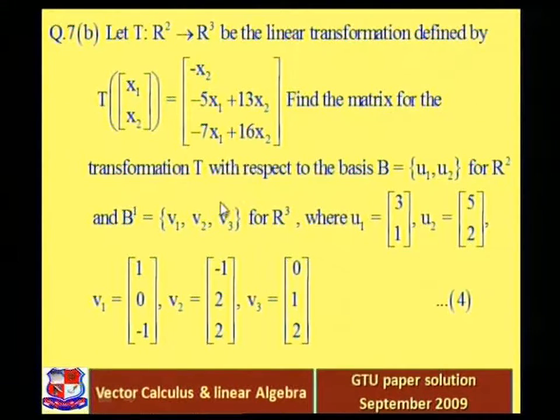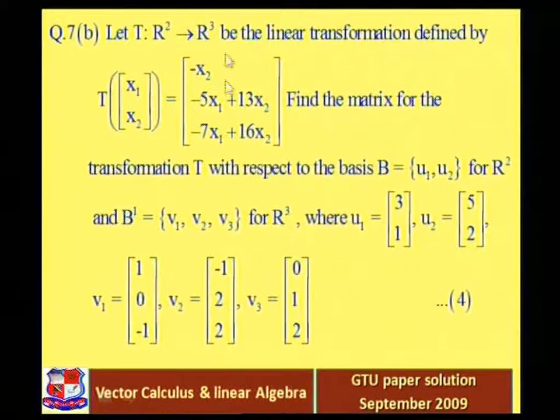Find the matrix for the transformation T with respect to the bases B and B dash. First of all, we have to find T of u1 and T of u2. Using this definition, we find T of u1. Instead of x1 and x2, we just put the values 3, 1 and then 5, 2. So we easily get T of u1 and T of u2.